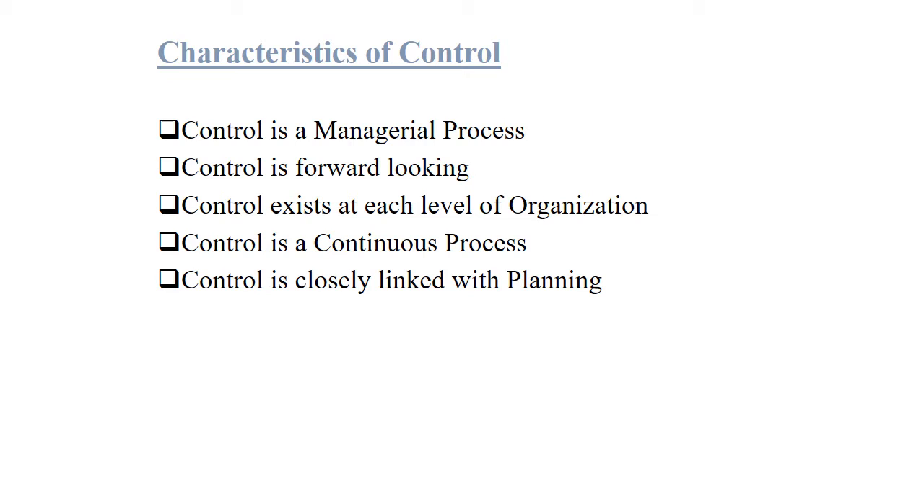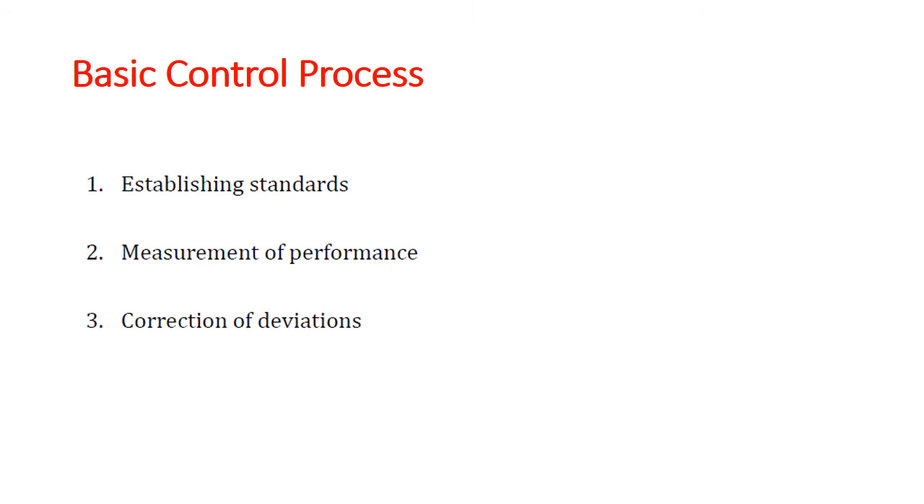So planning, you all know, is the first function of management. In planning, they are trying to create plans for establishing the objectives. And control is also trying to check whether the objectives are achieved or not. So that is why it is closely linked with planning. Some of the basic control processes are establishing standards, measurement of performance, and correction of deviations.